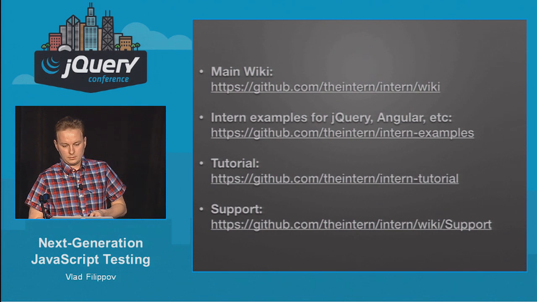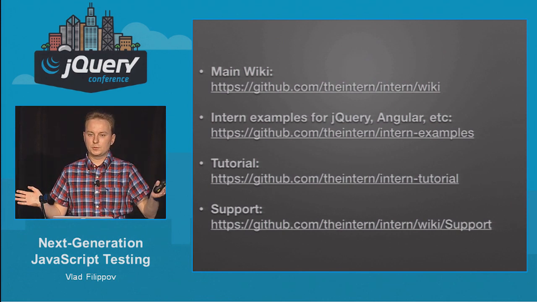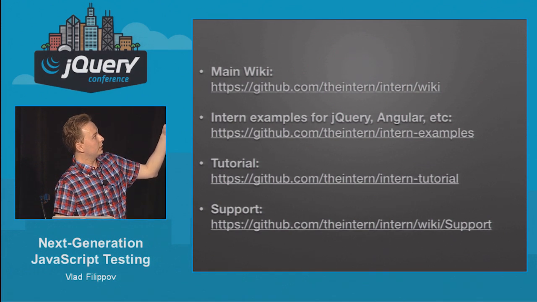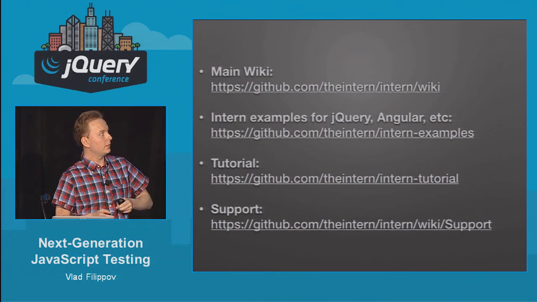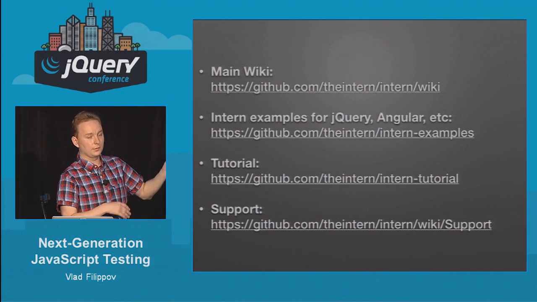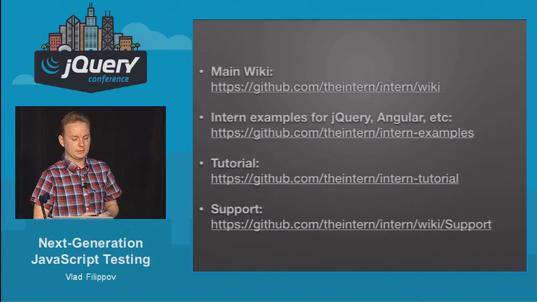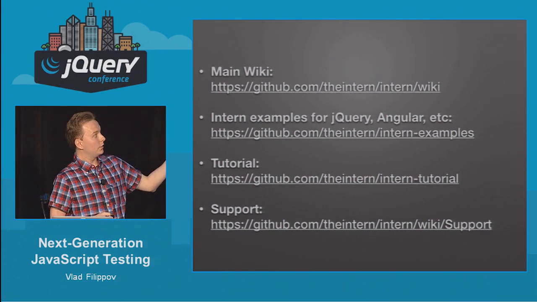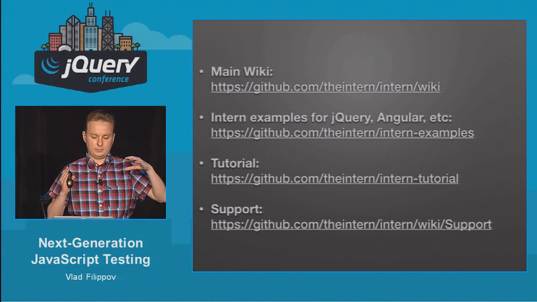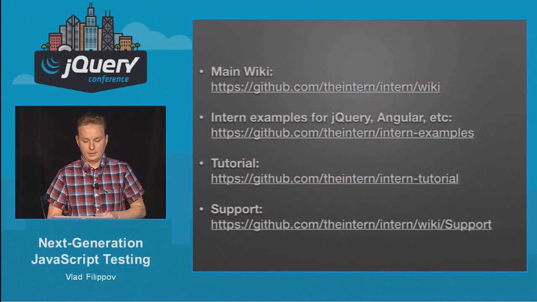And yeah, a couple of links for you. There's the main Intern wiki on GitHub, and the whole project is open source. You can hack on it, fork it, and play around with it. There's a link to an Intern examples Git repo that I maintain that tries to show Intern integration with jQuery, Angular, and so on. There's also a demo of how to use it with Sauce Labs, Travis CI, and stuff like that. There's a step-by-step tutorial, it's a Git repo, so you can jump straight to the solutions, or you can just do the step-by-step thing there.